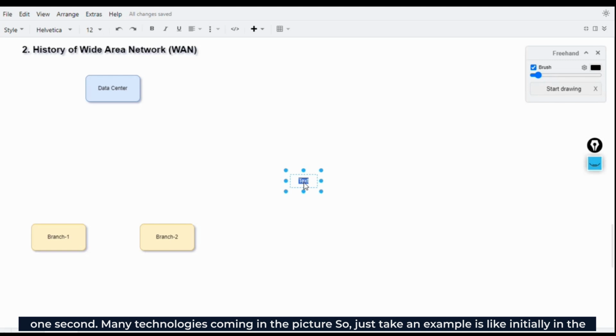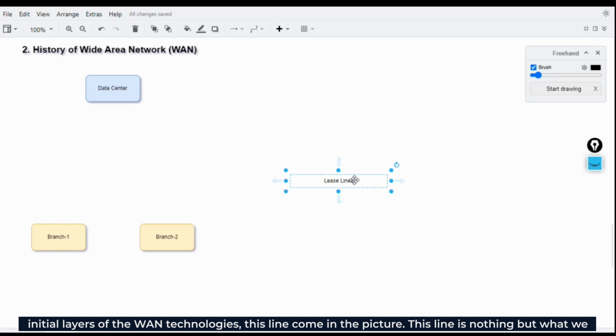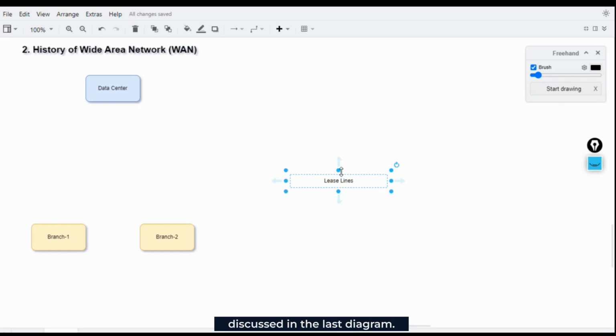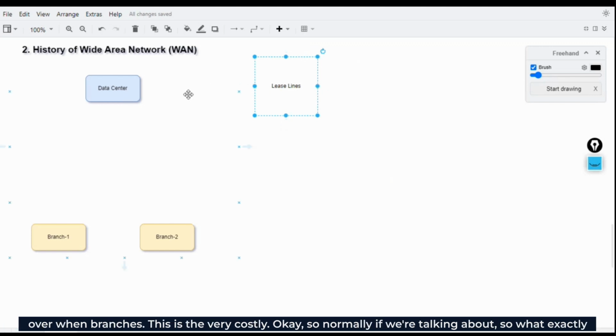Just take an example. Initially, in the early days of WAN technologies, the leased line came into the picture. A leased line is what we discussed in the last diagram. It is managed by the service provider, which provides a line directly between the WAN branches. This is very costly.